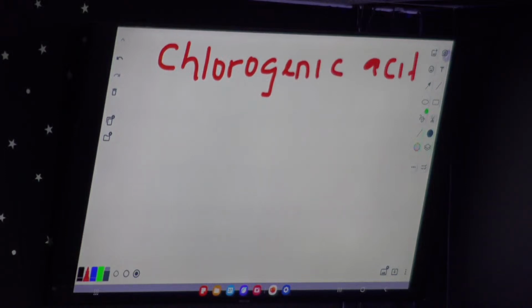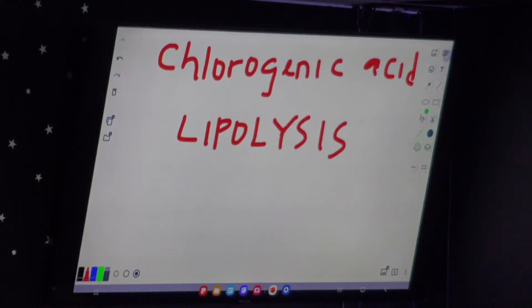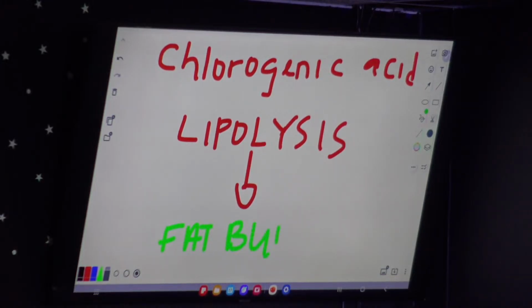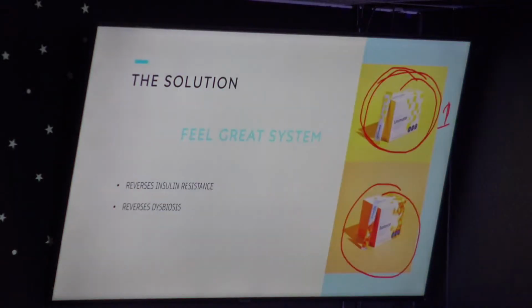Why is it important? Because it helps to foster a biological process called lipolysis. Lipolysis is just simply a fancy medical term to say fat burning. And now I'll explain to you how fat burning can be useful in reversing insulin resistance. So this plant contains chlorogenic acid.